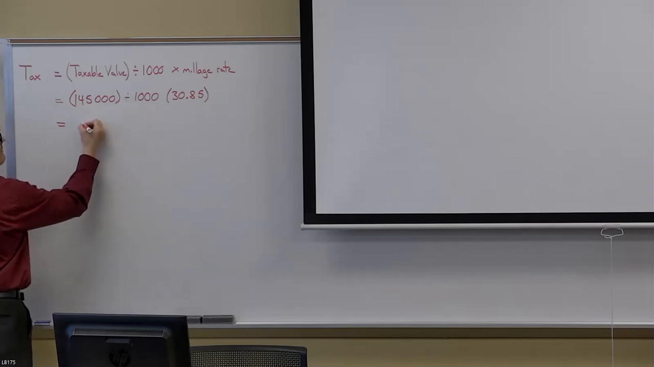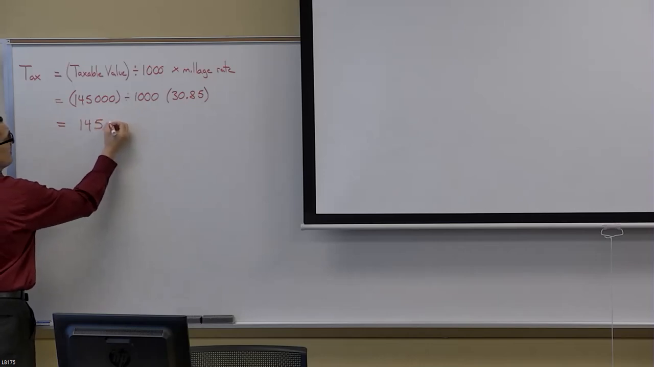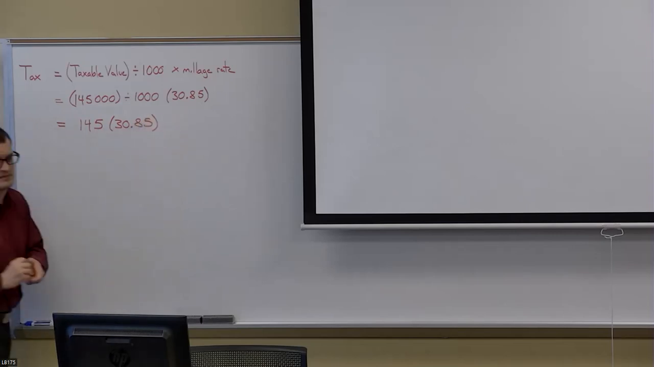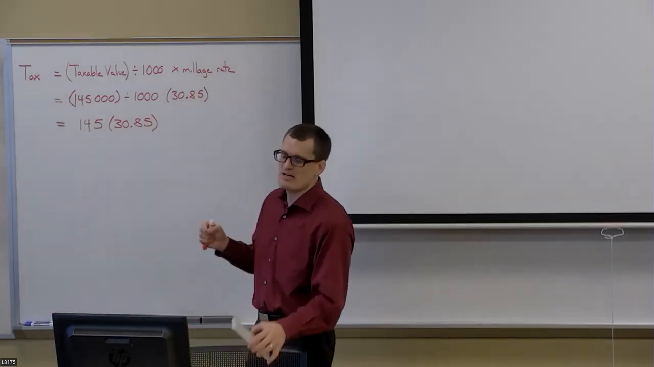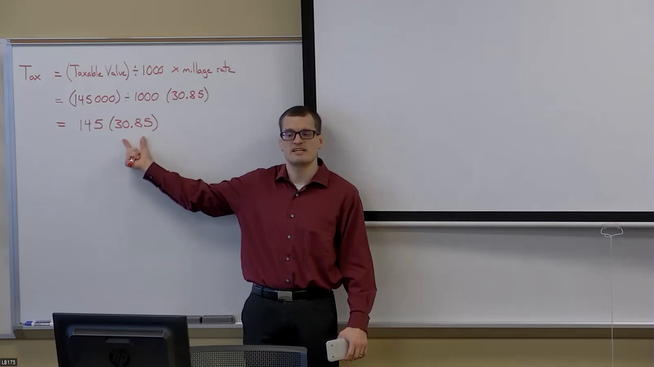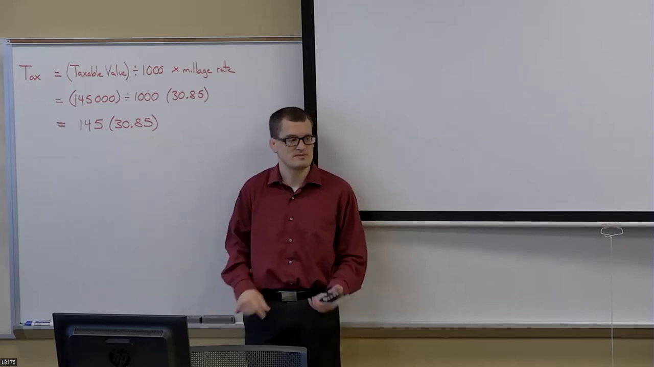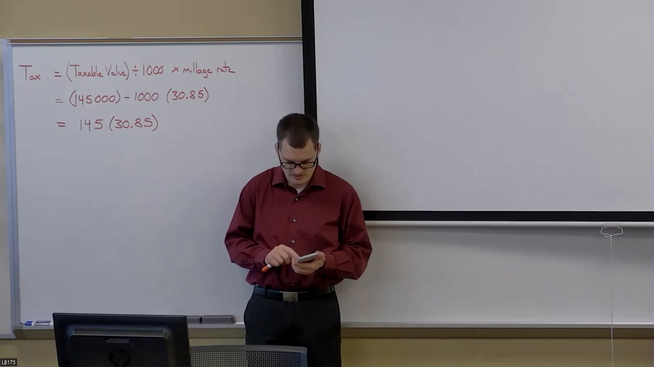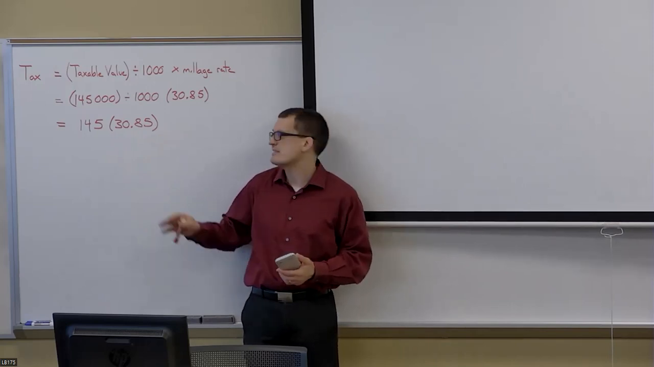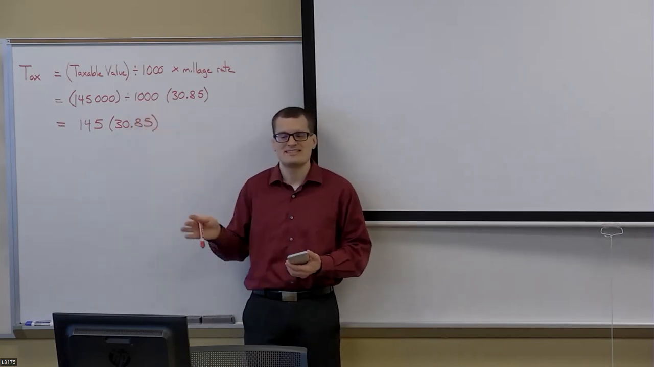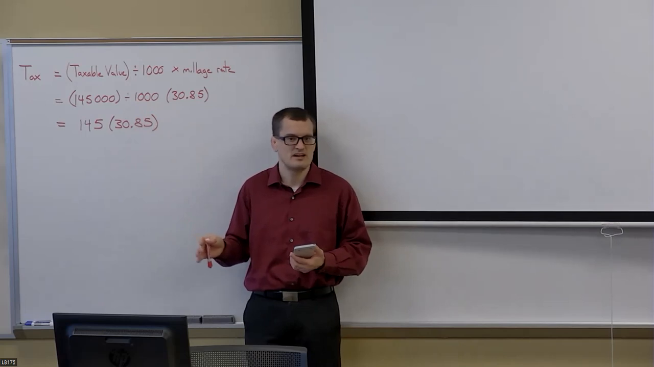145,000 divided by 1,000, you take 145, and then you multiply by that 30.85 millage rate. So basically, each $1,000 worth of taxable value is costing you $30.85 worth of property tax. Is that okay? Does that make sense? And if you calculate that out, $30.85 per $1,000, that's a tax rate of about 3% of your taxable value.